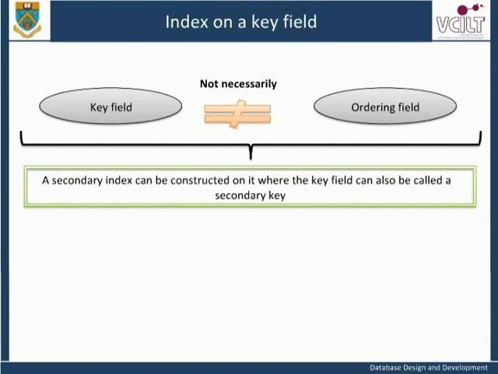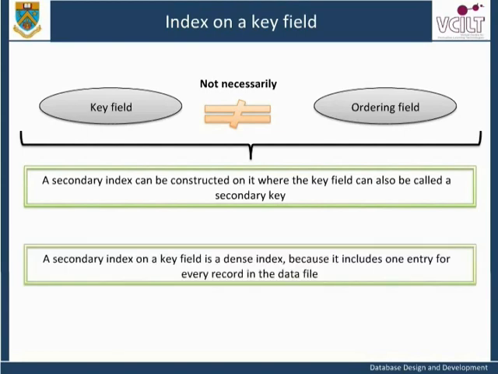In such a secondary index, there is one index entry for each record in the data file, because the key field, that is, the indexing field, has a distinct value for every record. Each entry contains the value of the secondary key for the record, and a pointer either to the block in which the record is stored, or to the record itself. A pointer to an individual record consists of the block address and the record's position in that block. A secondary index on a key field is a dense index, because it includes one entry for every record in the data file.